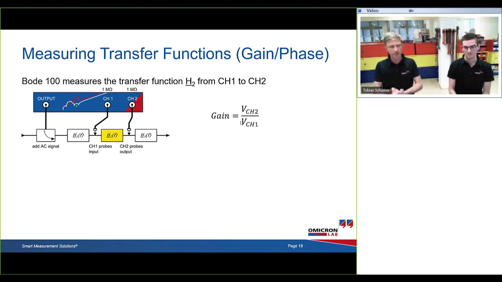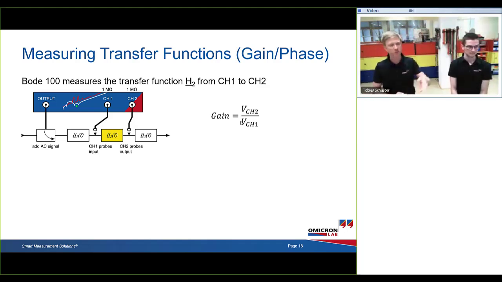The path from the output to the point where channel 1 is connected is not directly visible in the measurement. It will, of course, influence the signal. It can make the signal bigger if there is an amplifier. It can make the signal smaller if there is attenuation in that path. It could introduce additional noise and make the signal to noise ratio worse, but it will not directly show up in the measurement. Of course, it can corrupt the measurement, but it does not directly show up in the measurement.